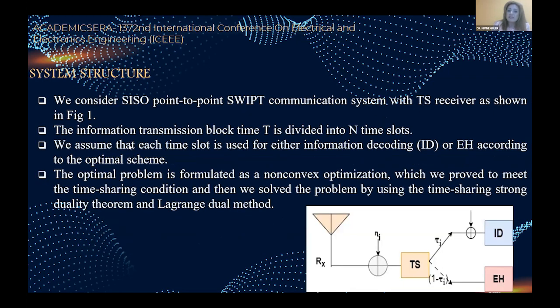So we consider a single input, single output point-to-point SWIPT communication system with a TS receiver as in figure 1. The information transmission block T is divided into N time slots. We assume that each time slot is used for either information decoding or energy harvesting according to the optimal scheme. The optimal problem is formulated as a non-convex optimization, which we prove to meet the time-sharing condition, and then we solve the problem by using the time-sharing strong duality theorem and the Lagrange dual model.